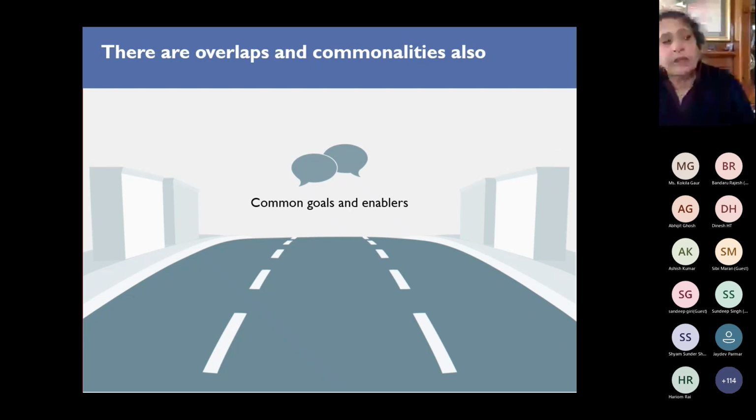Okay, now if we look at some of the tools, techniques, methodologies, goals, enablers of quality as well as sustainability, there are some commonalities as well. The next slide.